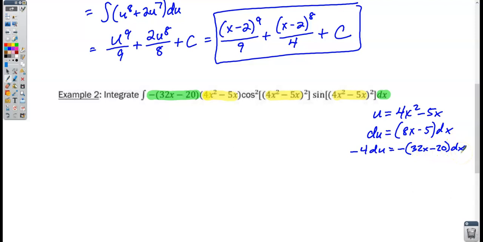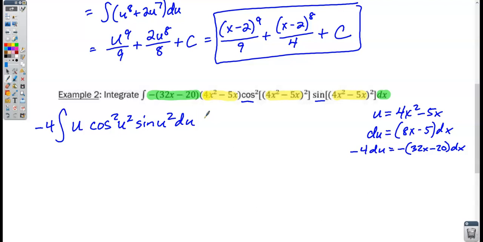There you go. That's negative 4 times du is going to replace the green highlights. And all of these are functions that have our u inside of them. So making that first substitution, u equals 4x squared minus 5x, turns this expression into negative 4 times u cosine squared of u squared sine of u squared du. Okay, so there's my first substitution.